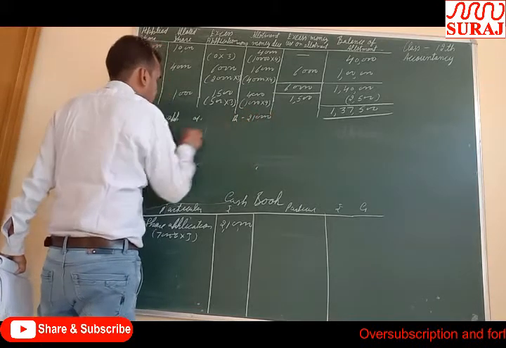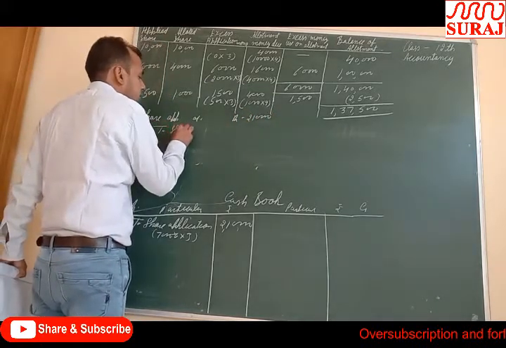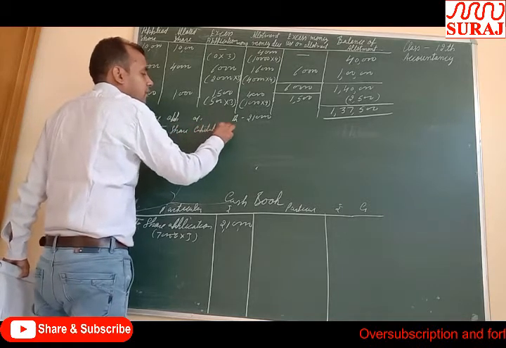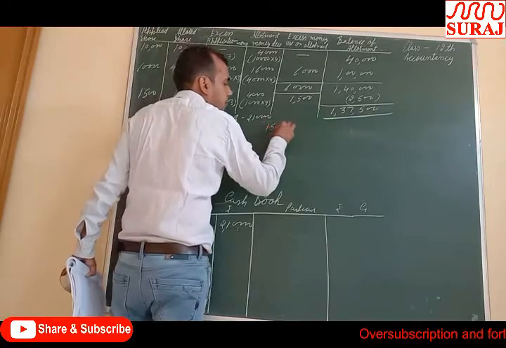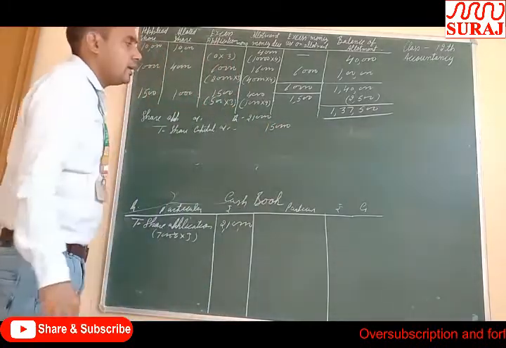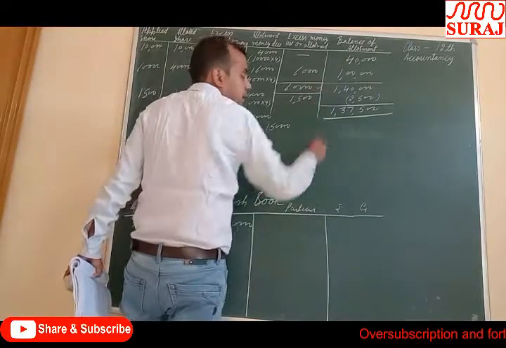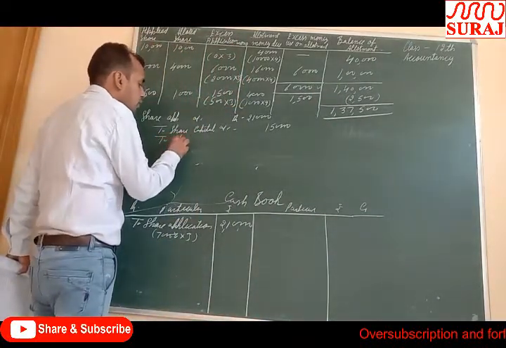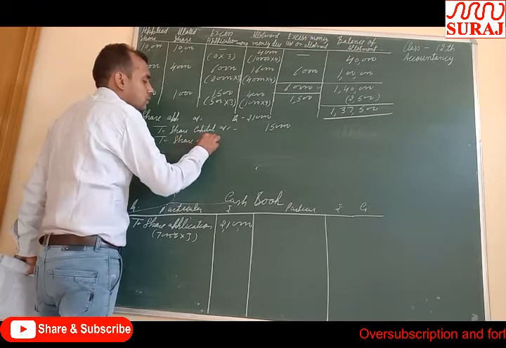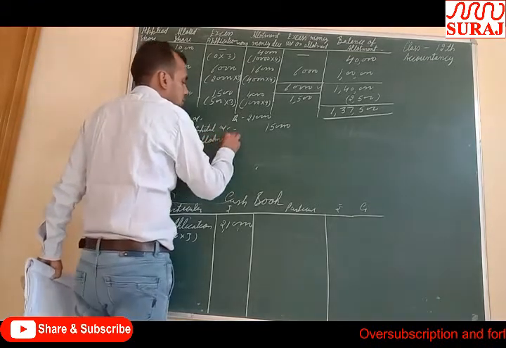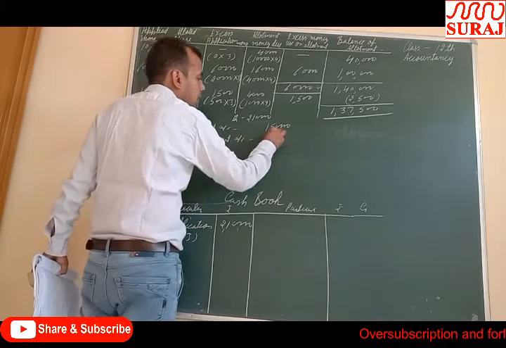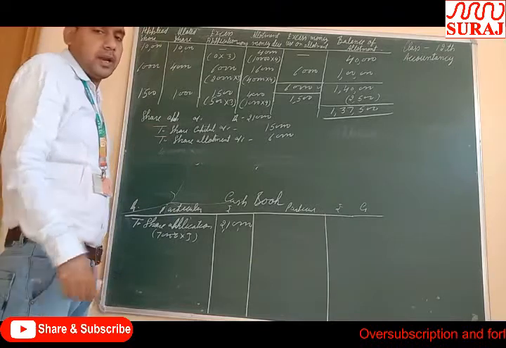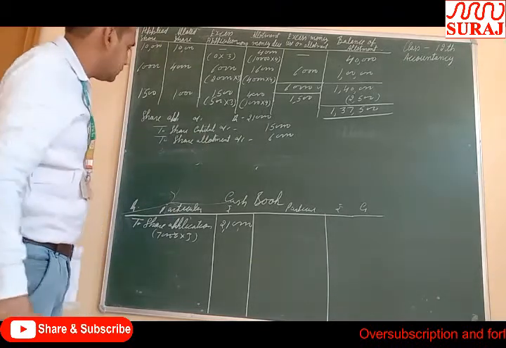2,10,000 to share capital account. 50,000 shares will be issued, and on one share application 3, 1,50,000. Some part of the application money is used on allotment, that is 60,000 to share allotment account, 60,000. Dear student, due to space problems, I will not write the narration.